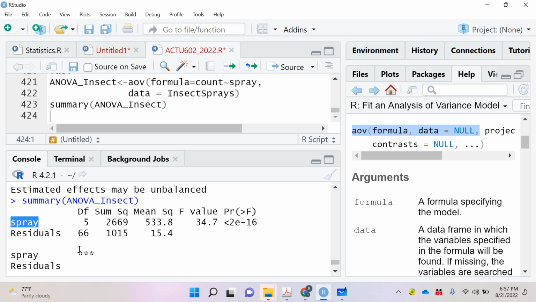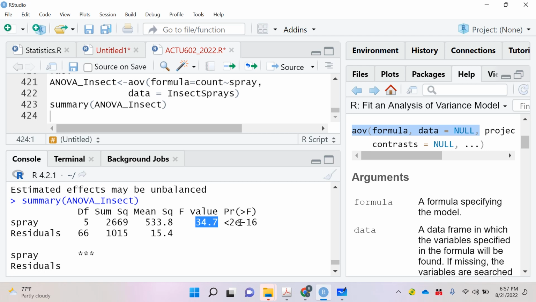Is that okay? Then you have sum of squares. Then you have mean squares, which is the sum of squares divided by the degrees of freedom. And then you have F. F is the mean square treatment divided by the mean square error. That gives you 34.7, and so forth. Remember, in statistical inference, you compare this value with the table one, which we read from the F distribution with degrees of freedom 5 and 66.